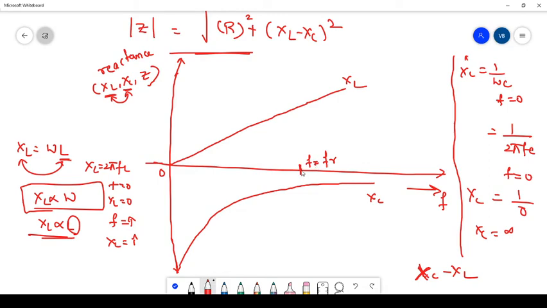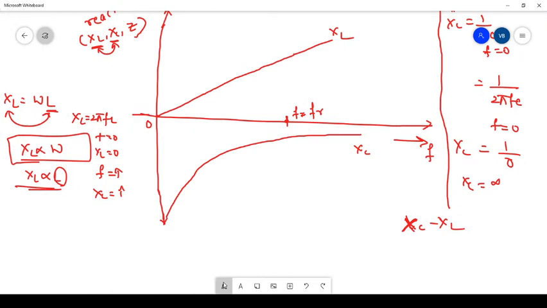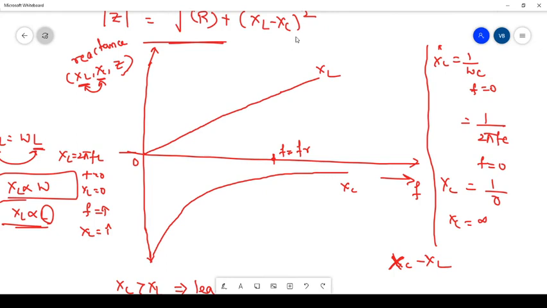So before the resonance frequency, what is the condition here? XC is greater than XL, and that graph will be leading. Whenever XC is greater than XL, what is the impedance value? Nothing but XC, and the negative sign will increase in the equation. Negative value increases means total impedance will decrease up to fr.